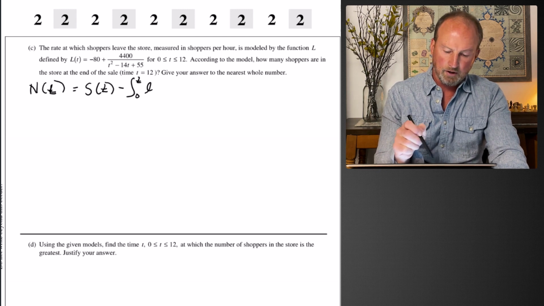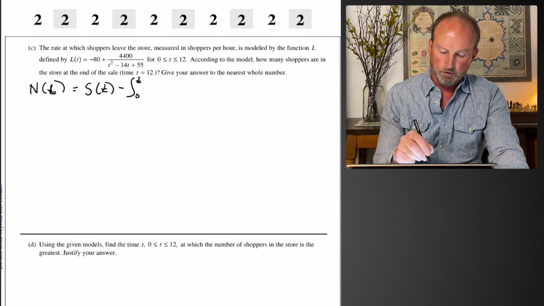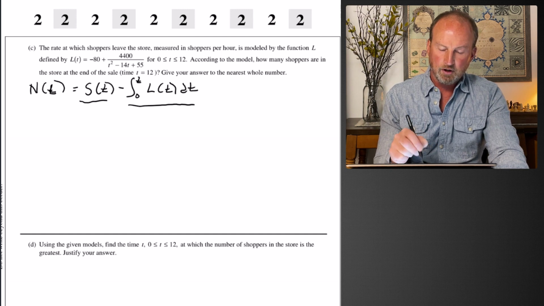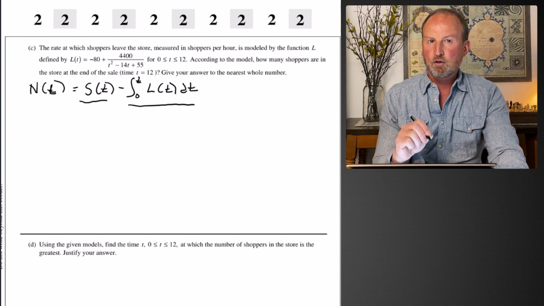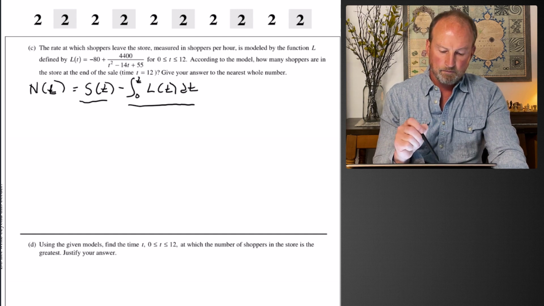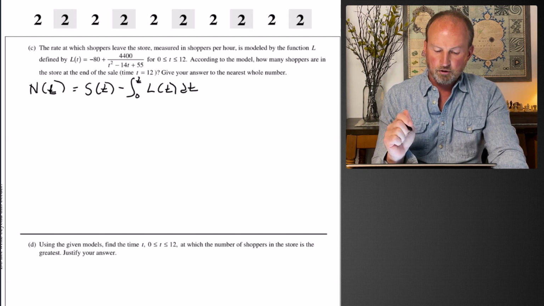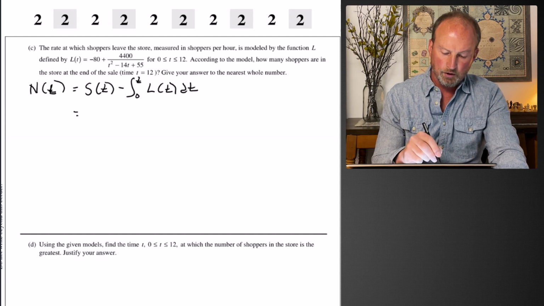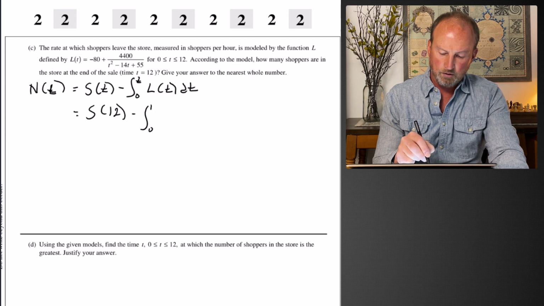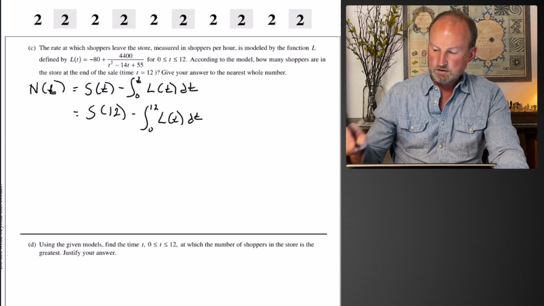I guess I'll use capital, but in my calculator it's lowercase. We'll use capital here. The number of shoppers that enter, and the number of shoppers that leave. I must integrate my rate to find the number of shoppers. According to your model, how many shoppers are in the store at the time the sale ends? So this is going to be S of 12 minus the integral from 0 to 12 of L of t dt. And let's type it in.